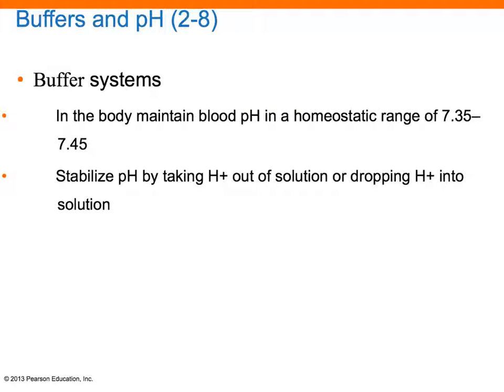Buffer systems are very important in the human body. They help us maintain a pH in a homeostatic range of 7.35 to 7.45. It's a very narrow range. What they do is they stabilize the pH by taking the hydrogen ion or cation out of solution or dropping the hydrogen ion into solution.